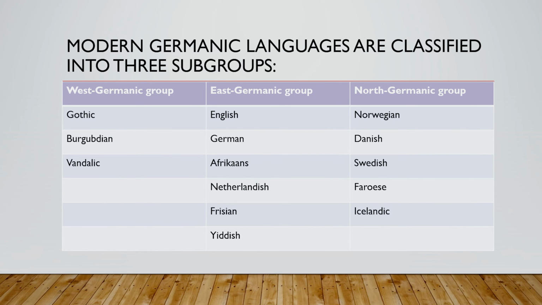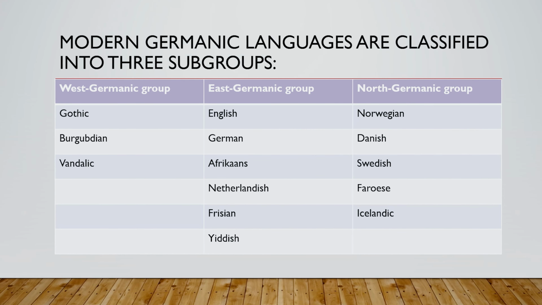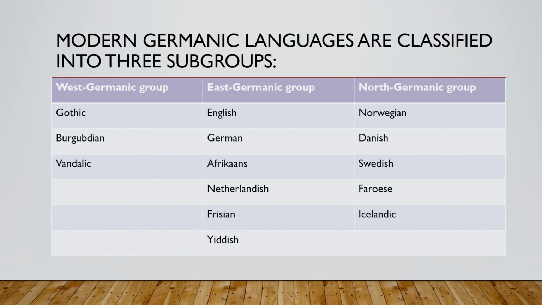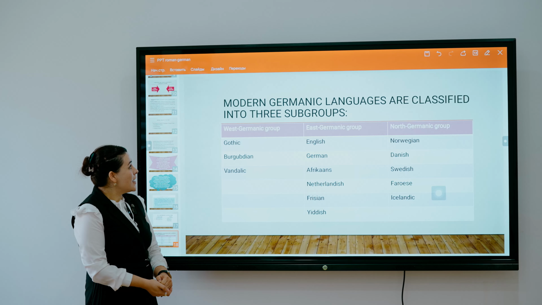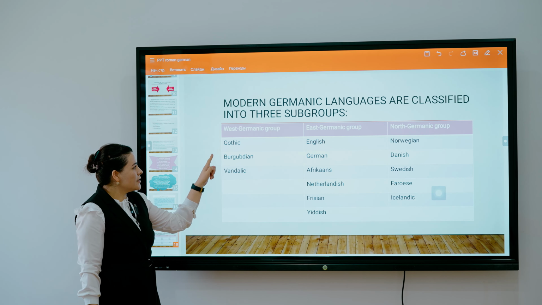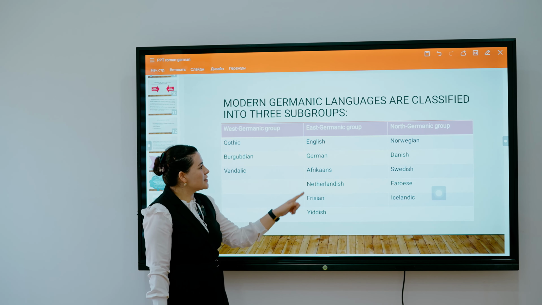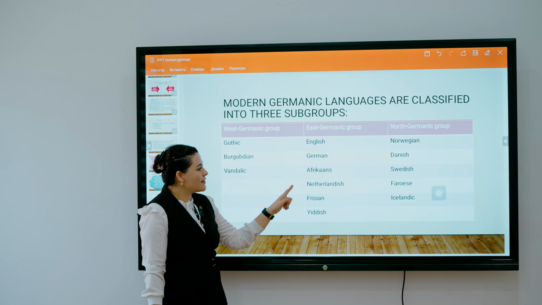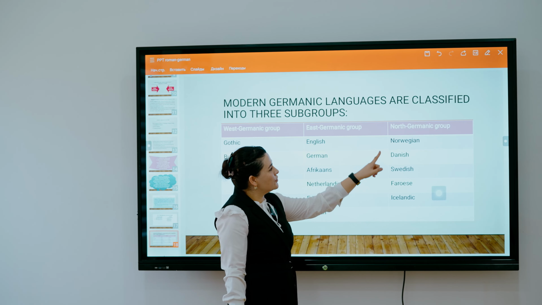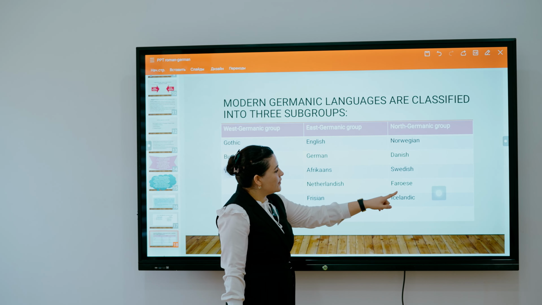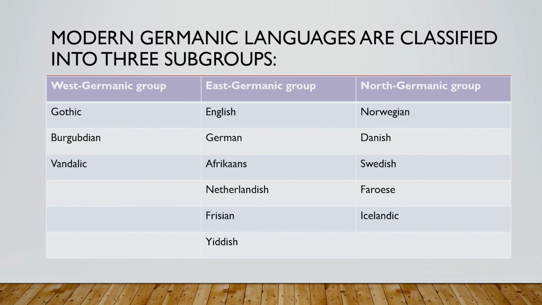We know that modern Germanic languages are classified into three subgroups. The first one is the West Germanic group, the second one is the East Germanic group, the third one is the North Germanic group. The East Germanic group includes Gothic, Burgundian, Vandalic, while the West Germanic group consists of English, German, Afrikaans, Netherlandish, Frisian, Yiddish, while the North Germanic group includes Norwegian, Danish, Swedish, Faroese, Icelandic. All of them are called Scandinavian country languages.